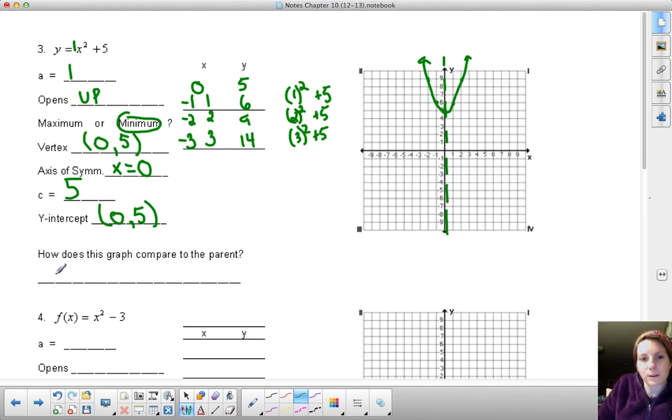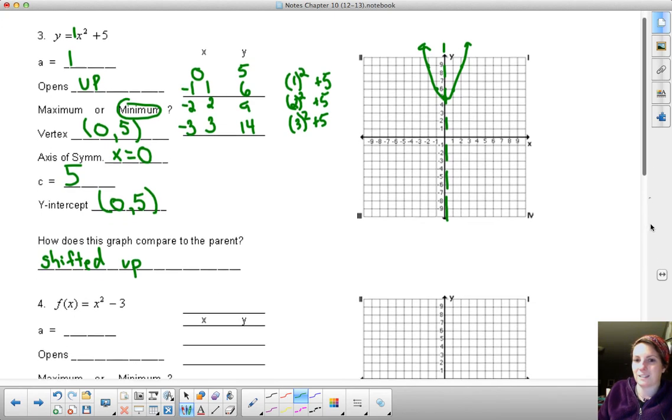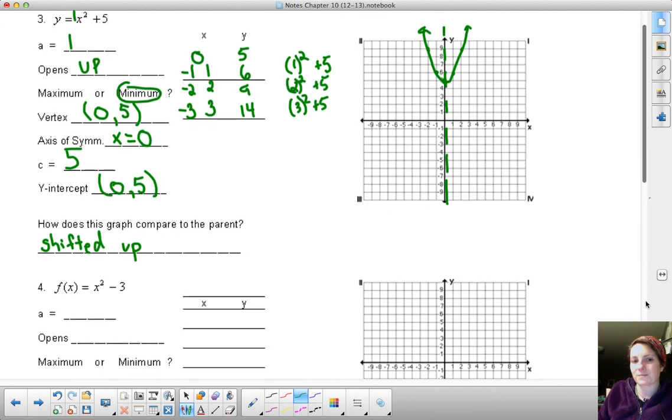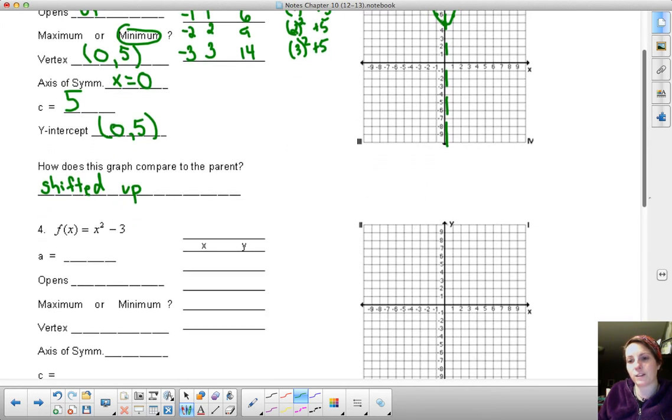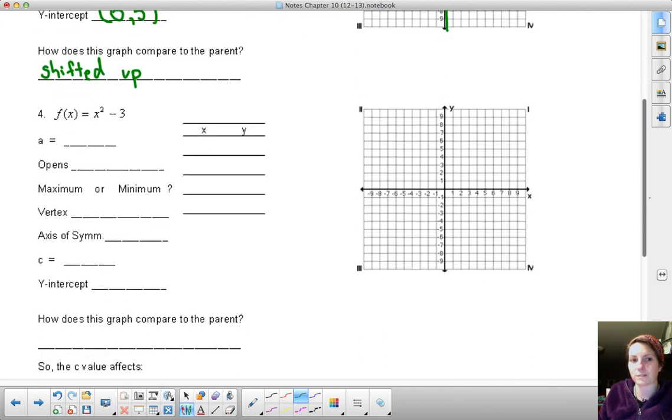And how does this graph compare to the parent graph? It has been shifted up. Now problem number 4 is now a subtraction. What do you think that it's going to be in comparison to the parent graph? Yep, you're right. It shifts down. Would you please take a moment and try and fill in number 4 and sketch its graph?